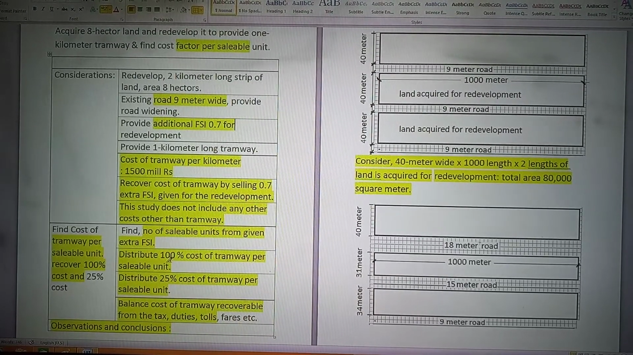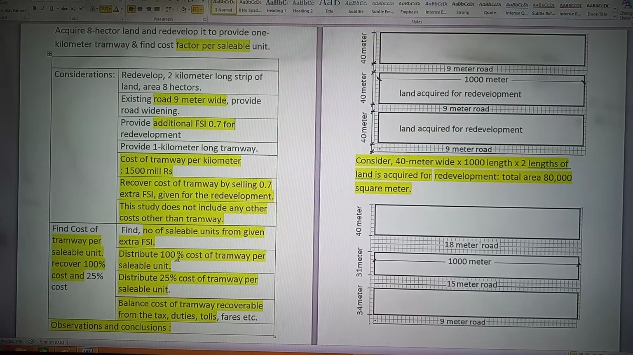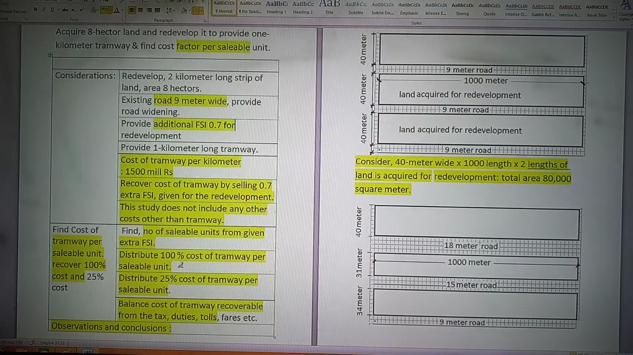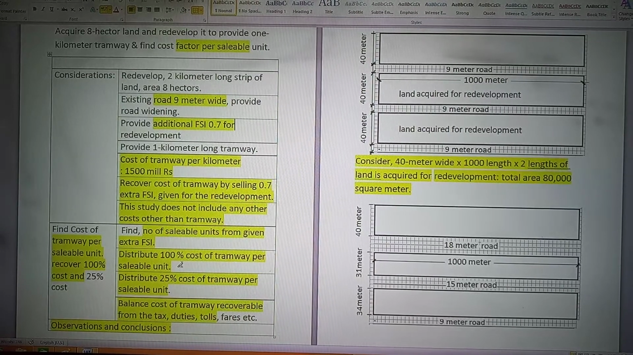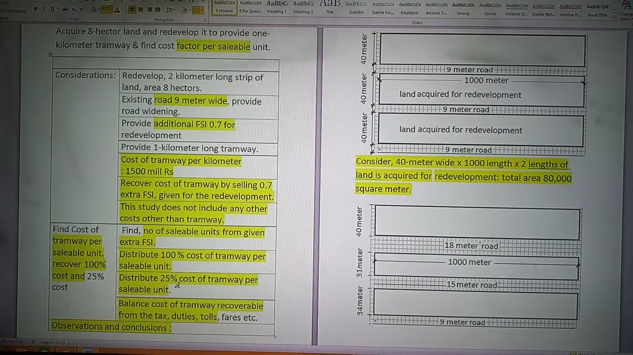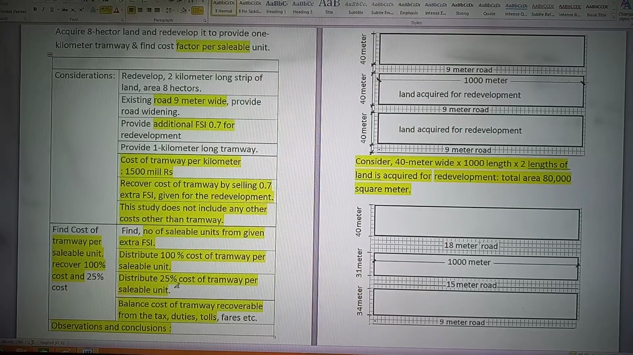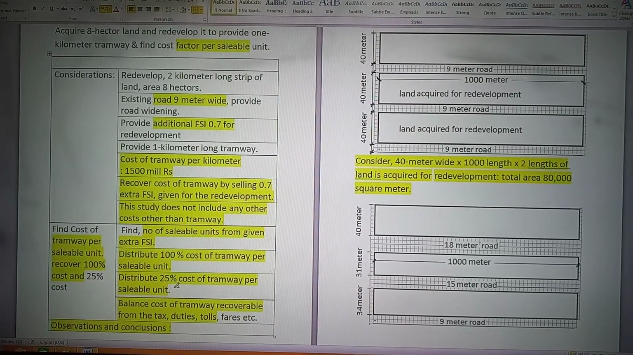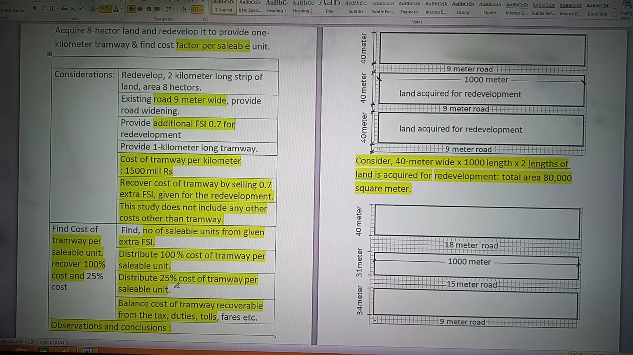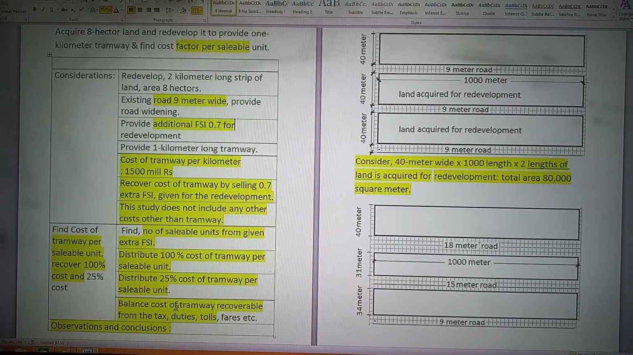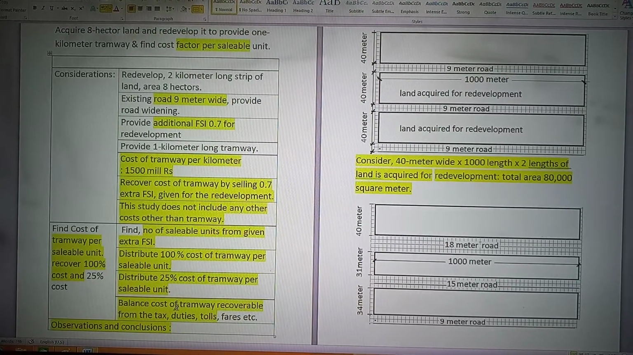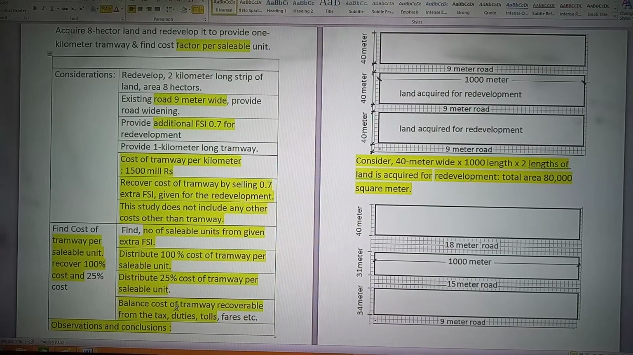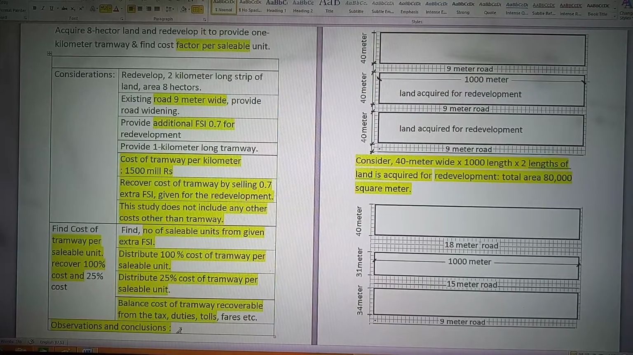There are two parts of the study. One, we will distribute 100% cost per saleable unit. Secondly, 25% cost of tramway per saleable unit, and the balance cost of tramway will be recoverable, we are assuming, from the public by way of taxes. In the end, there will be observations and conclusions.